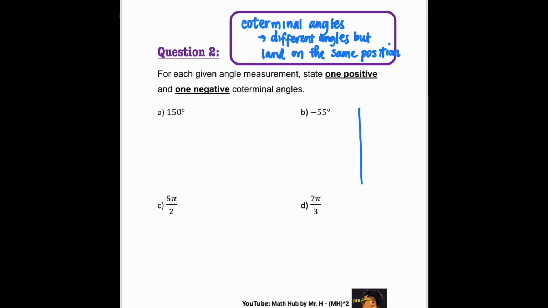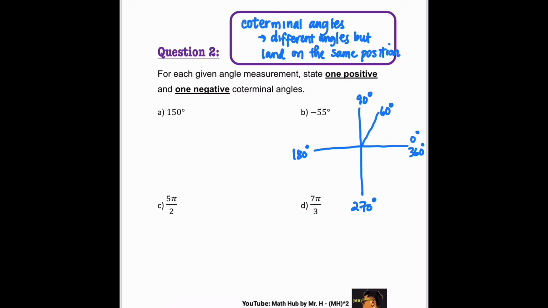Say for example, this is the Cartesian plane. This is 0 degrees or 360 degrees. This is 90, this is 180 degrees, and this is 270 degrees. Say for example, my given angle is here, say that is 60 degrees.